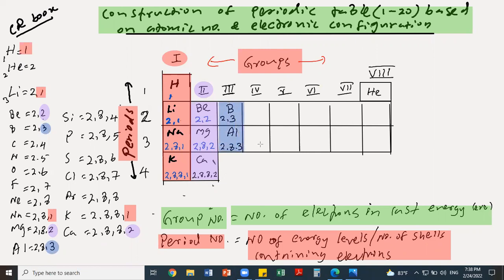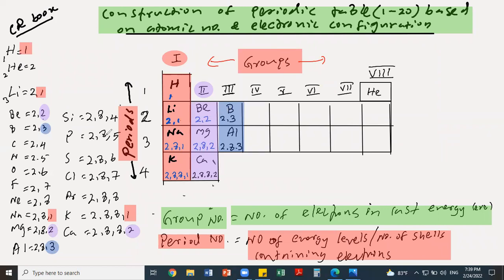What elements belong to group 4 now? Outermost, what are the 2 elements? Electronic configuration ends in 4, so they should belong to group 4. Group 4, also the second horizontal row, what should come?